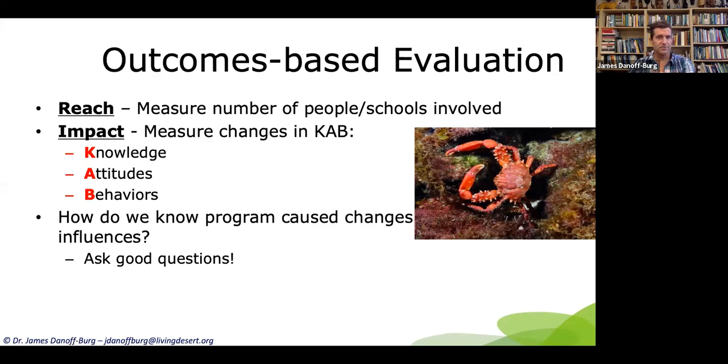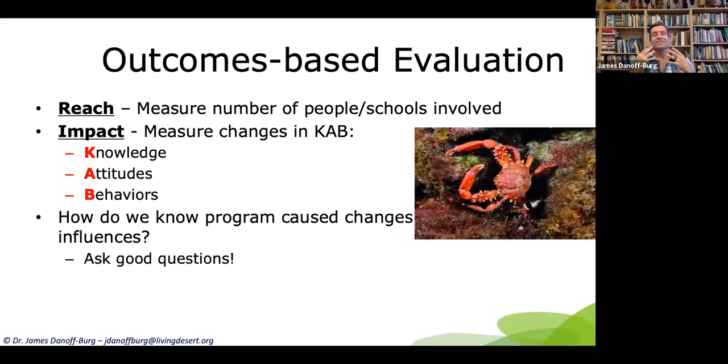And again, here's a question. Which of these is the easiest to change? Which of these is the next easiest to change? And which is the hardest to change? If you said knowledge was the easiest, behaviors is the next easiest, and attitudes is the hardest, you're correct. Give yourself a pat on the back and a gold star on the forehead.